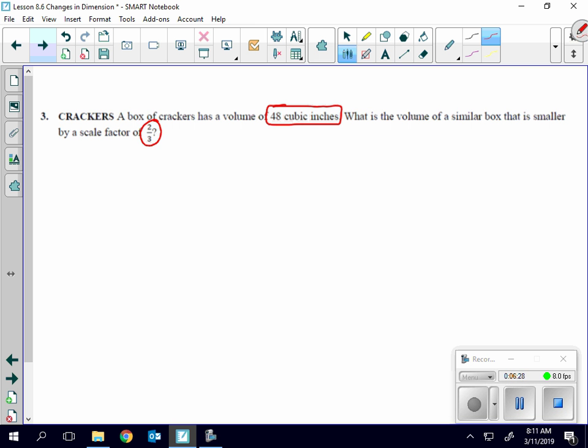All right, so the original volume, let's do this. The new one is going to be the original volume times the scale factor to the third power. Remember, we write down our equations, our formulas, so that we can remember them. All right, our original volume was 48, and our scale factor for our new volume is going to be 2/3. And I'm raising that to the third power because volume is cubed.